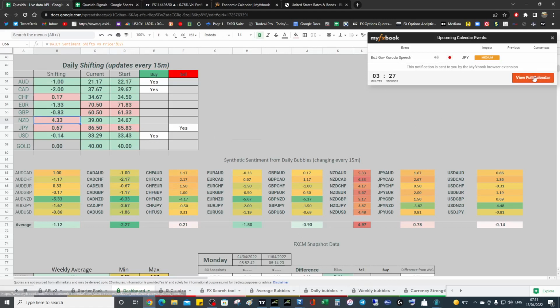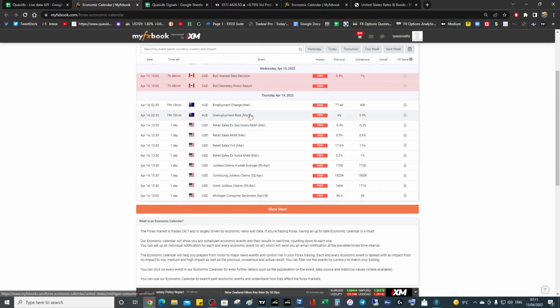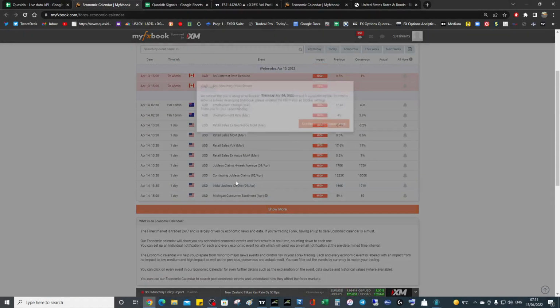So there's some setups there. Hopefully they're helpful. And be careful with the CAD as well today, and trade safely. We've got a lot of stuff tomorrow on the US data front, so trade carefully on that one as well.